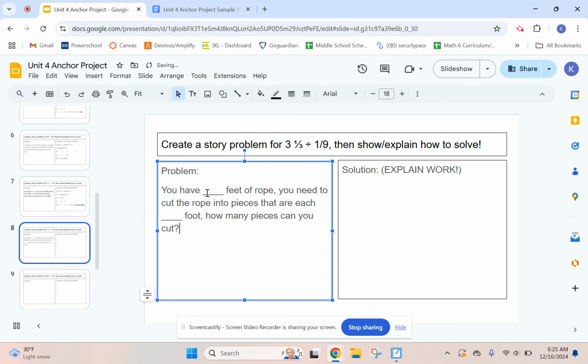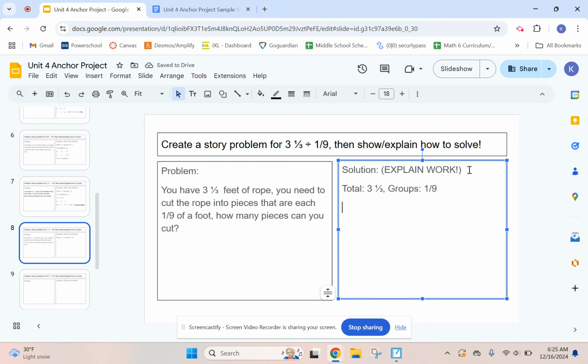You have 3 1/3 feet of rope. You need to cut the rope into pieces that are each 1/9 of a foot. How many pieces can you cut? So again, we have a total of 3 1/3, and then we have our groups of 1/9. All right, so first, what we're going to do is change. So we have 3 1/3 divided by 1/9.